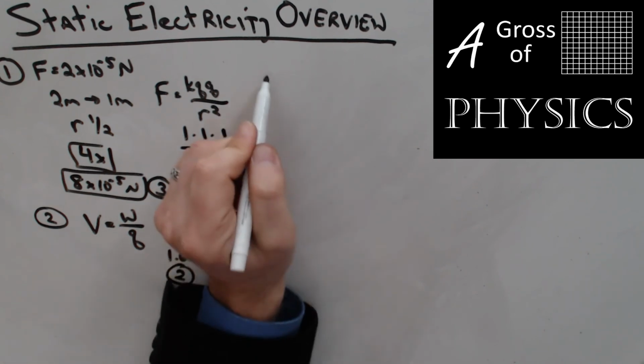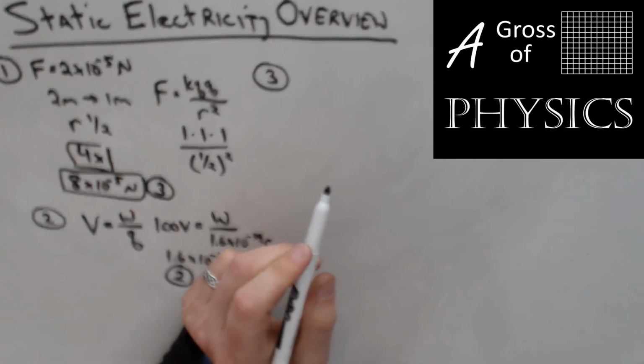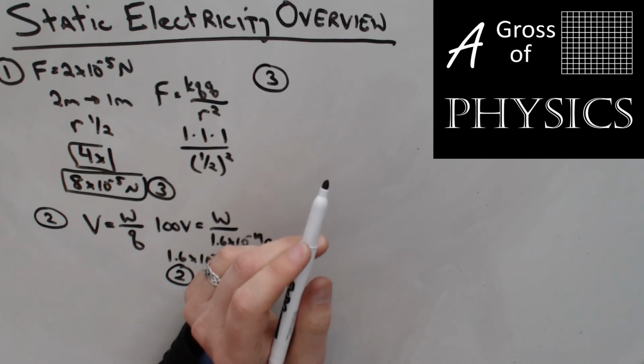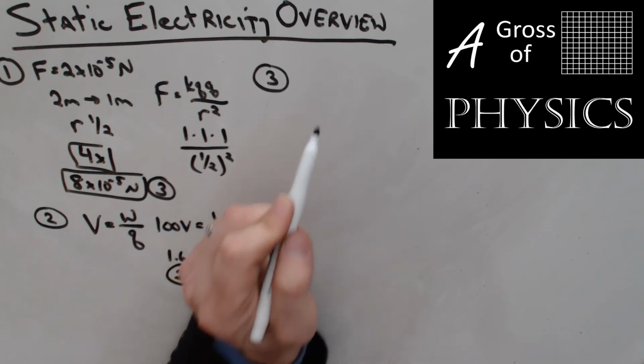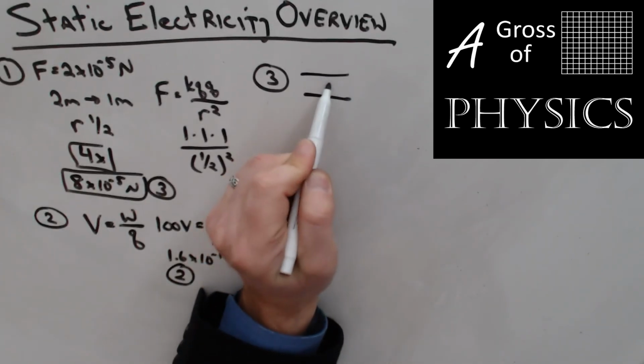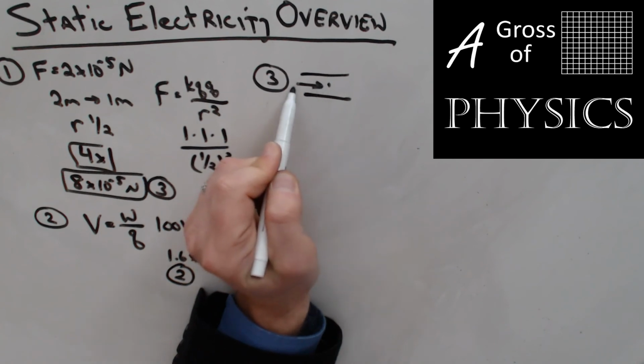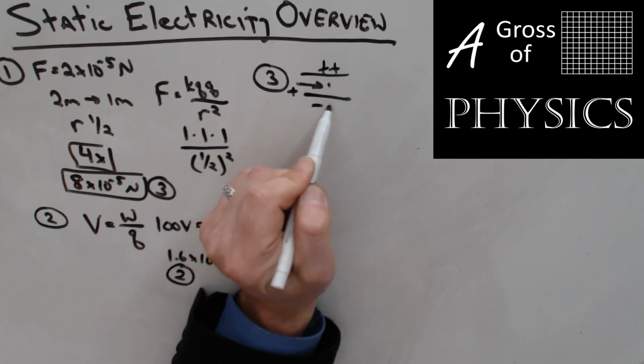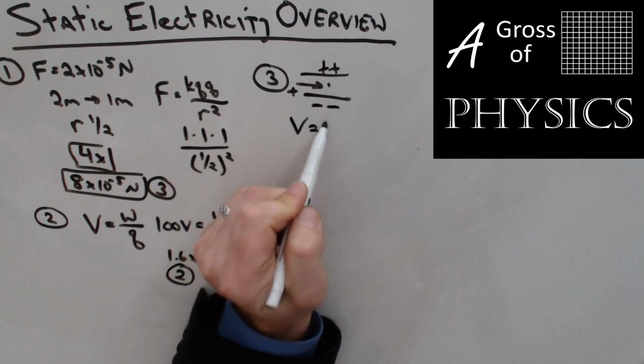All right, number 3. Two parallel plates are separated by a distance of 1 times 10 to the negative 3 meters and have a potential difference of 12 volts. We have an alpha particle with a positive charge moving toward point P. So we have something that looks like this, and the positive charge moving toward point P. We have pluses up here. We have minuses down there. The equation is going to be V equals E D.